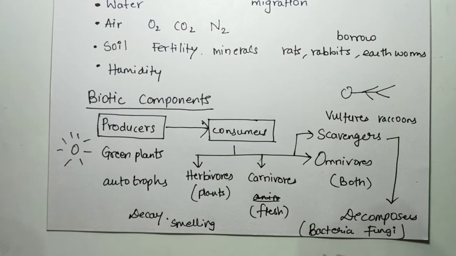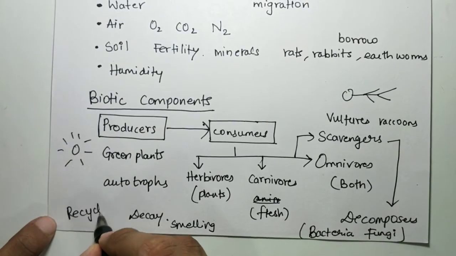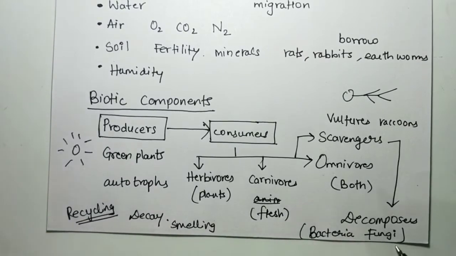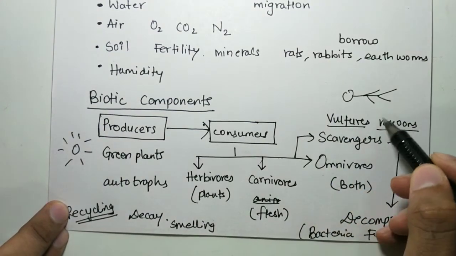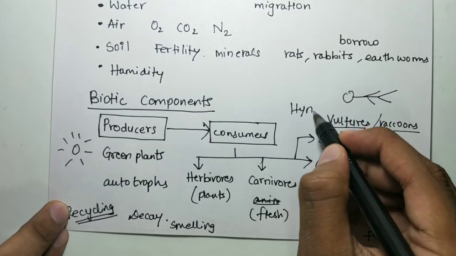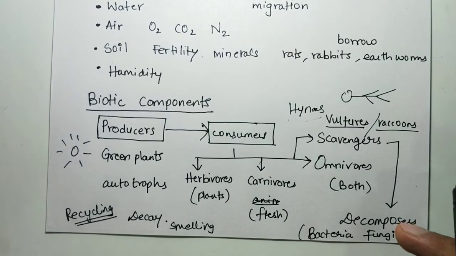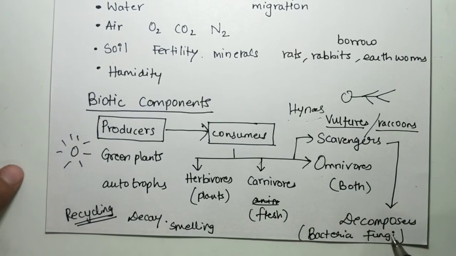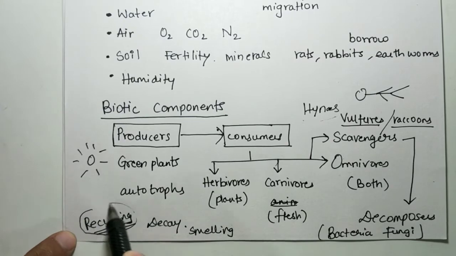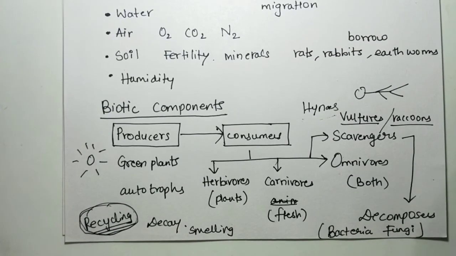Now these bacteria and fungi are very important. They are present everywhere, even in the soil, and they play a very important role in recycling. Another example of scavengers is hyenas. They're animals, they eat flesh. And I told you that bacteria and fungi help in recycling the organic matter.